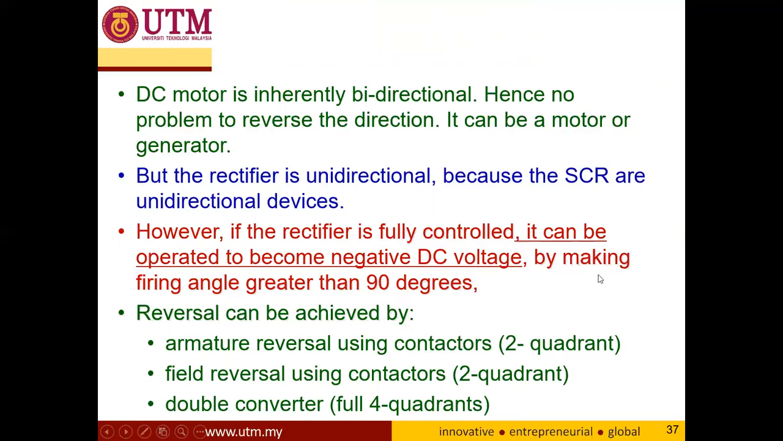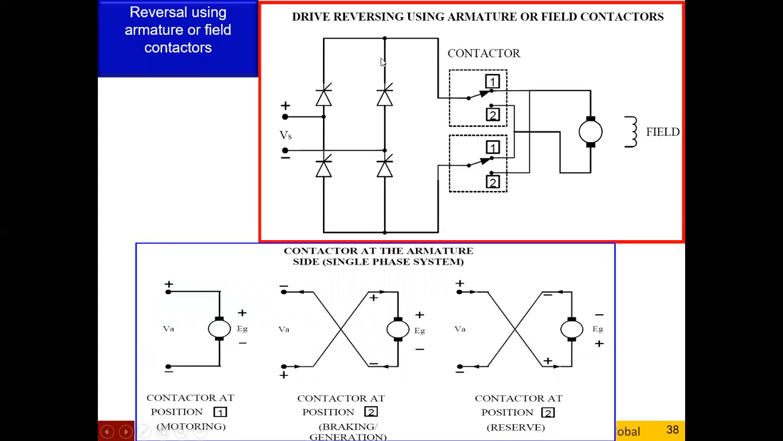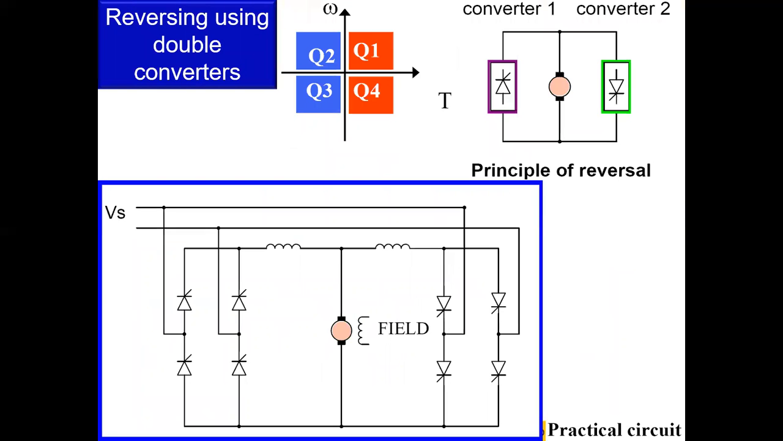It can be achieved by making a reversible circuit here. This is how we can use a drive or reverse circuit to operate your motor in full 4-quadrant operation. One circuit is operated for this one, and the other circuit is operated for this one.